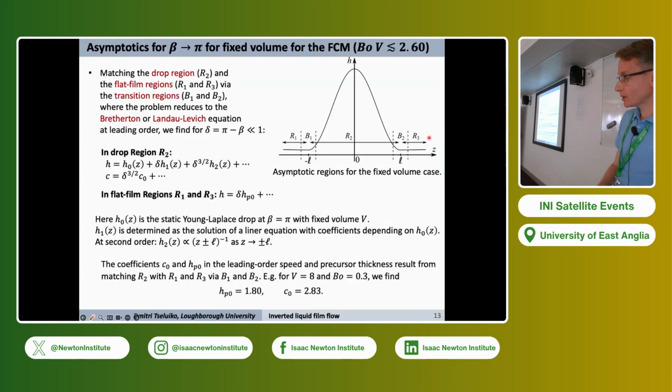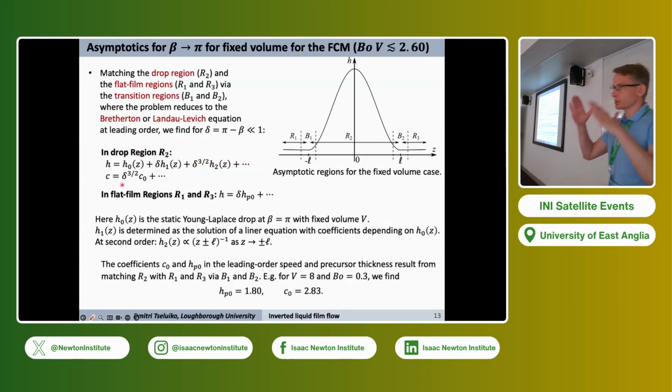And we match the drop region R2 with the flat film regions R1 and R3 via the transition regions B1 and B2, where the problem reduces to the well-known Bretherton or Landau-Levich equation. We choose asymptotic expansions so that we can obtain a consistent match between the different regions. It turns out that in the drop region R2, the expansion as shown here is H0 plus a delta correction plus delta to the 3/2 and so on.